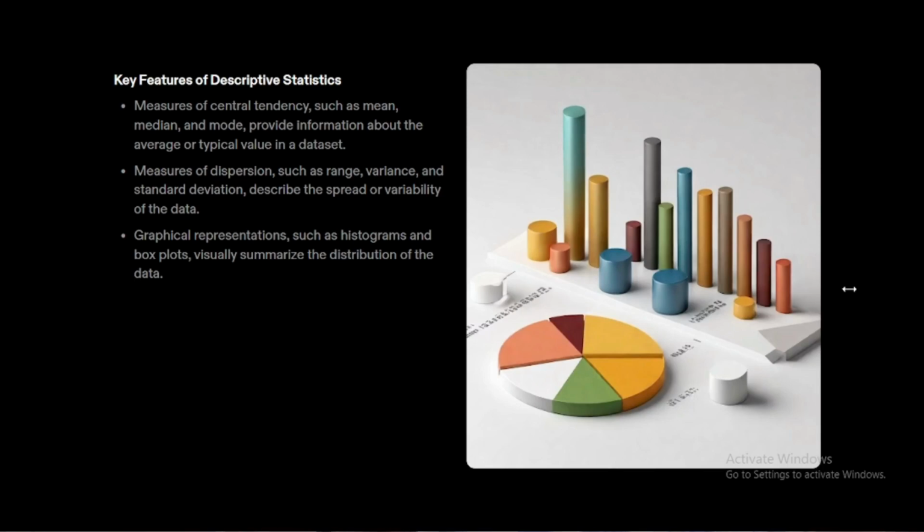And then we also have the third form of descriptive statistics. Those are graphical representations such as histogram, box plot. This visually summarizes the distribution of the data. That's all on the types of descriptive statistics that we have.